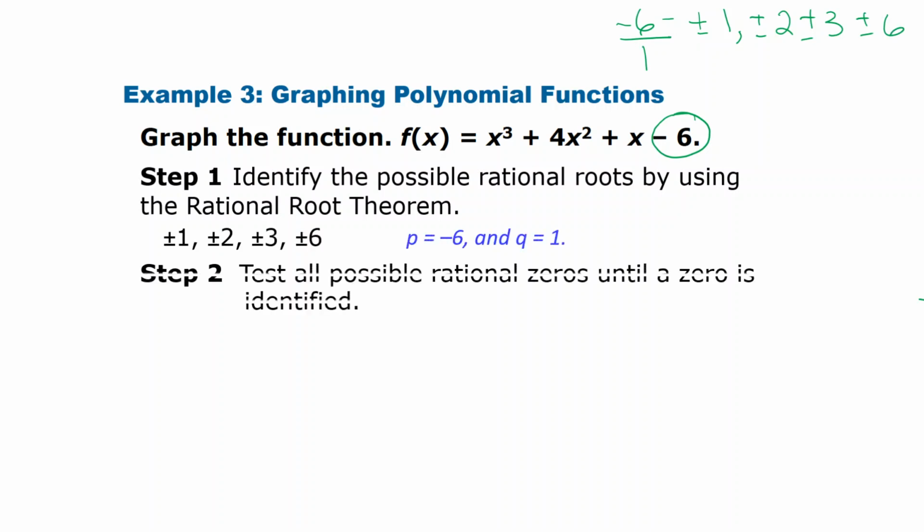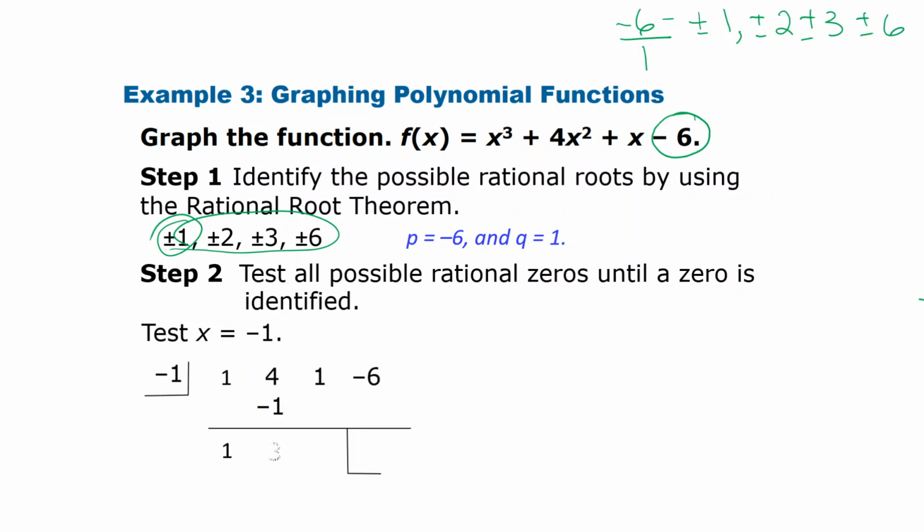The next thing we want to do is test them. You can put this in your calculator and get a better idea if you have a long string of numbers here. For our purposes today, we're just going to test x equals -1. We should always test 1 and -1. The way we're going to test it is by using synthetic division. So here we get it set up, and okay, I did it really fast, sorry.